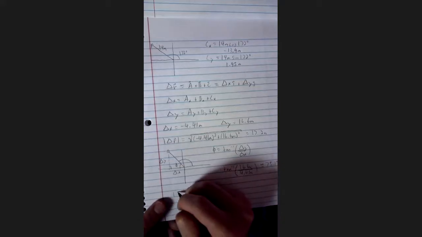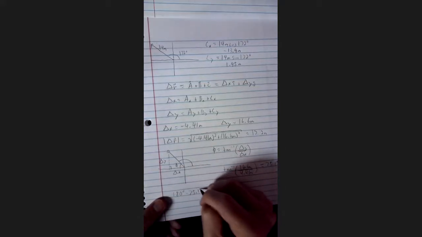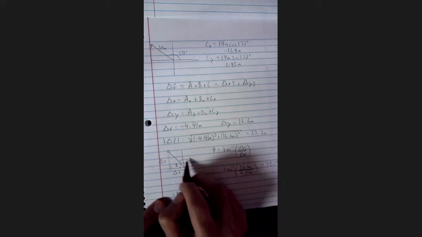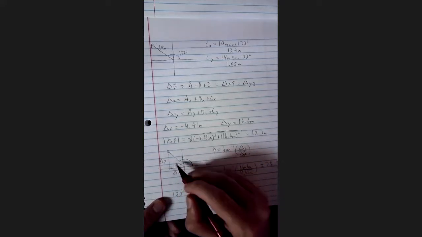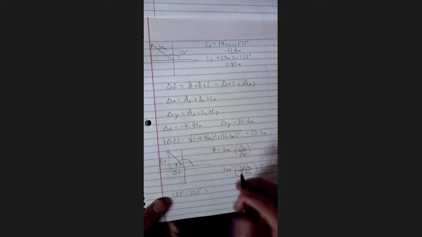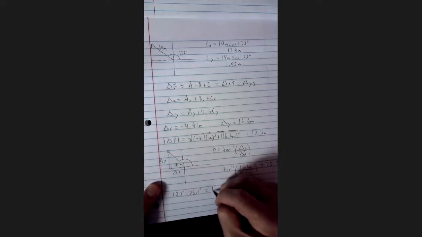But we didn't start off with a vector from the negative x-axis. We started off with angles from the positive. So we don't actually want this angle. We want this angle, okay? And so we can find that angle by subtracting our 75.1 from 180 degrees because this whole line is a 180 degree angle. So it's 180 minus the 75. That'll give us this angle, which is 105 degrees to 3 sig figs.